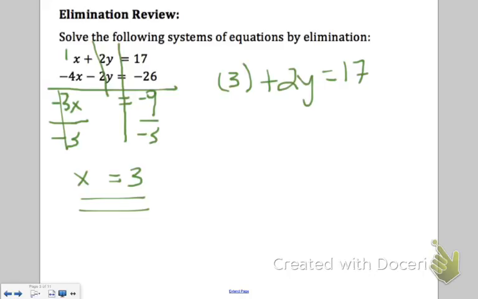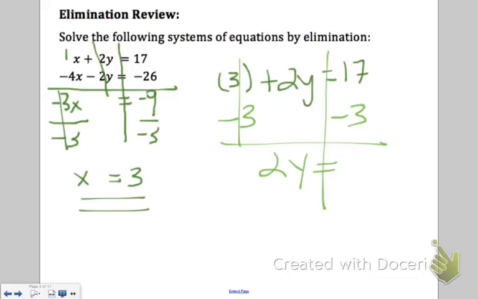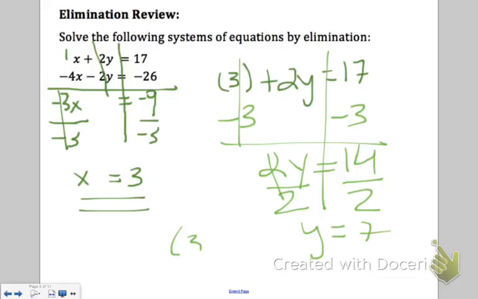So our goal now is to get this variable y by itself. So we're going to subtract 3 on both sides, and we're left with 2y equals 17 minus 3 is 14. If we divide by 2 on both sides, we find that y is equal to positive 7. Remember to write your coordinate, (3, 7), since that will be the point of intersection.